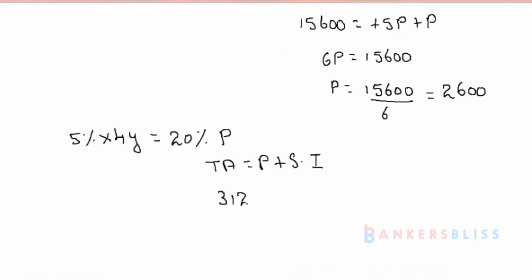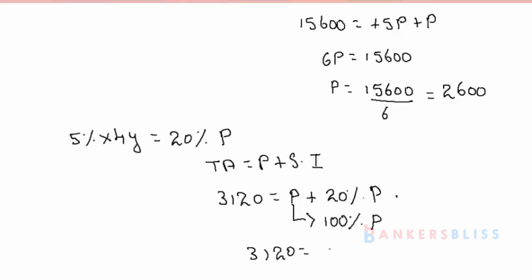So P plus, in the place of SI we can write 20% P. So P plus 20% P. The single P is nothing but the 100% P, the complete principal amount we are going to take. So 100% P plus 20% P, altogether 120% P.